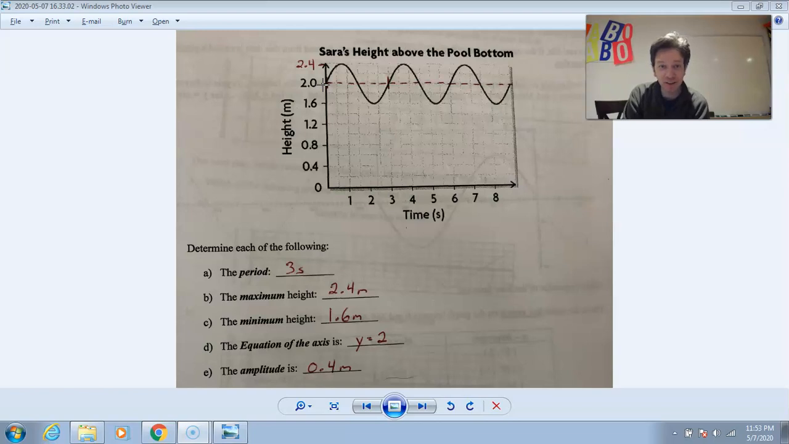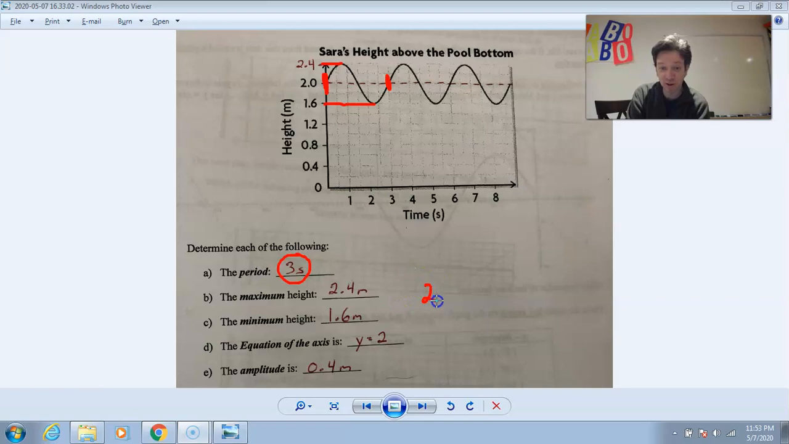First, period. Okay, well, let's take a look. Period would be from any starting point until you repeat the cycle right here. Okay, and it looks like from 0 to 3, so 3 seconds. So your period is 3 seconds. Your maximum height is right up here at 2.4, and your minimum height is right down here at 1.6. Now the equation of the axis is directly in between them. If you just look, you can see that. If you want to calculate, you can simply calculate the average between your maximum and minimum.